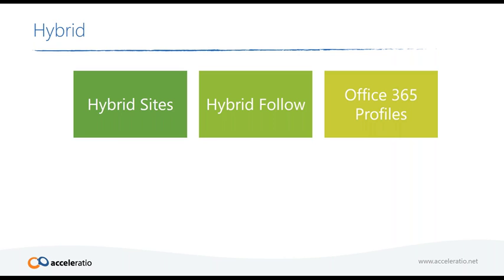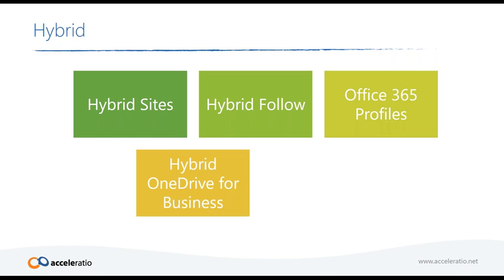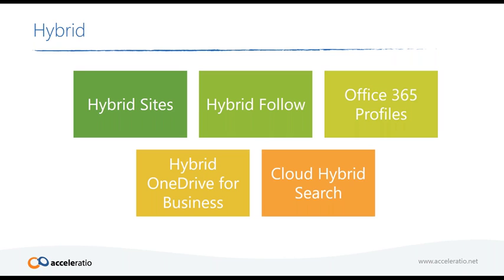We have hybrid follow, where you can, from your single user profile, follow different sites from on-prem and in the cloud installation. We have the ability to connect your Office 365 profiles with your on-prem installation. We can move OneDrive to hybrid scenario where your OneDrive is pretty much in the cloud. And then we have the ability to create a hybrid search where you can have a single search interface that crawls both your on-prem and your cloud installation.